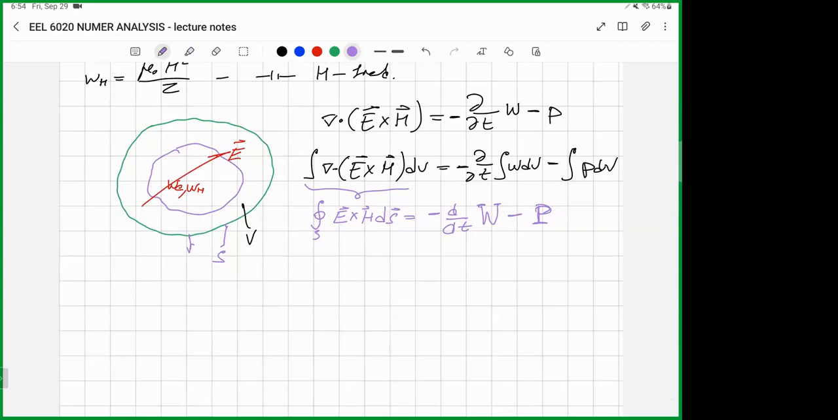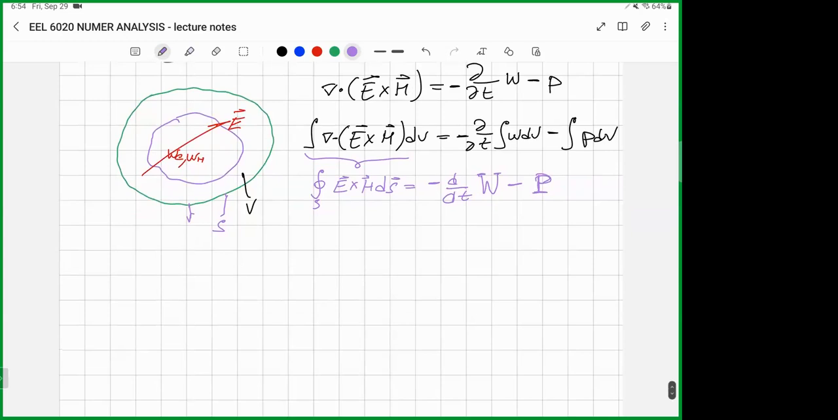So now I can do this trick. I can extend this integration surface to infinity, to the area where the fields are vanishing. And since the fields vanish, this term here also vanishes. So it's zero. And we come to the intermediate conclusion that dv over dt is equal to minus p.